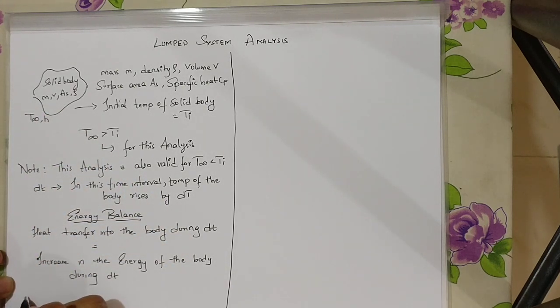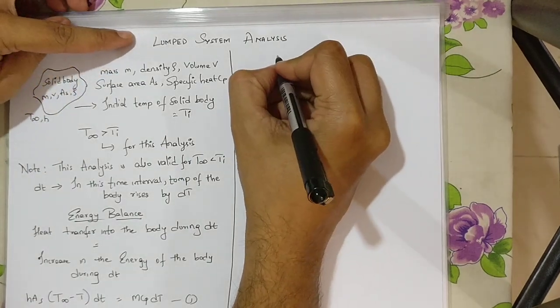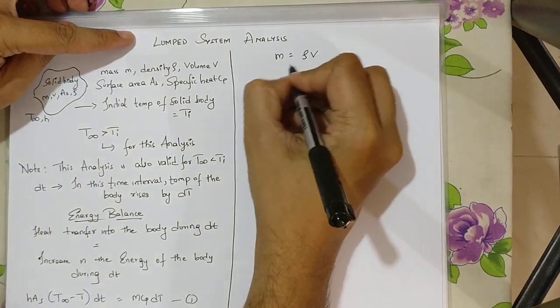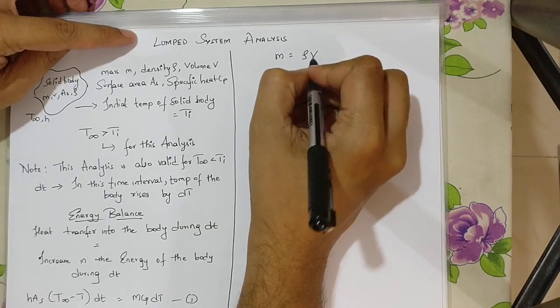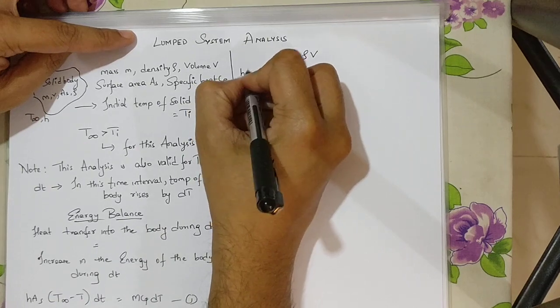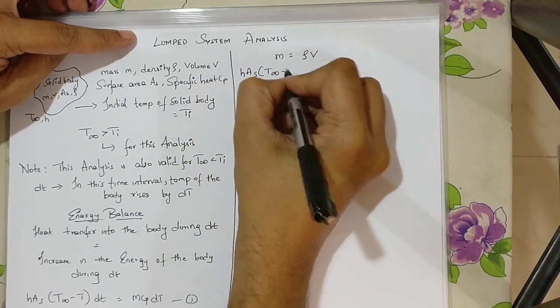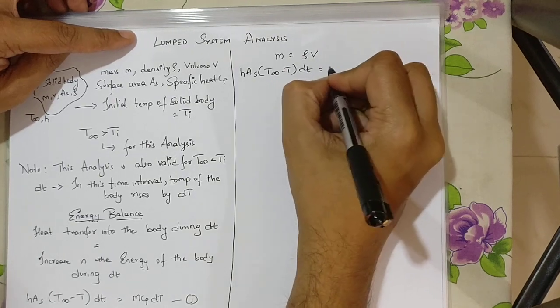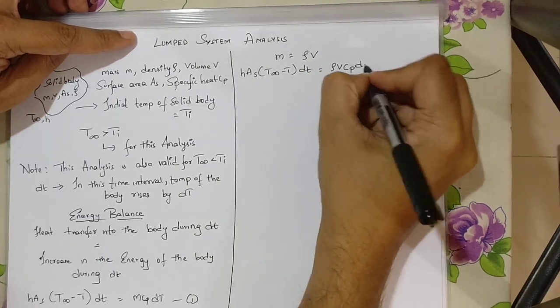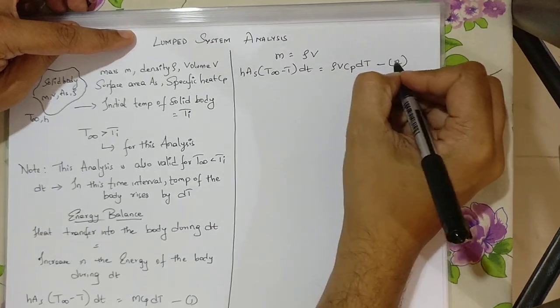It is given by Newton's law of cooling, which is hA_s (T infinity minus T) during time dt, and that should be equal to m Cp dT. Let me take this as equation 1. Now we all know that m can be written as rho V, that is mass is equal to density into volume. So let me substitute this in the equation and write it as equation 2.